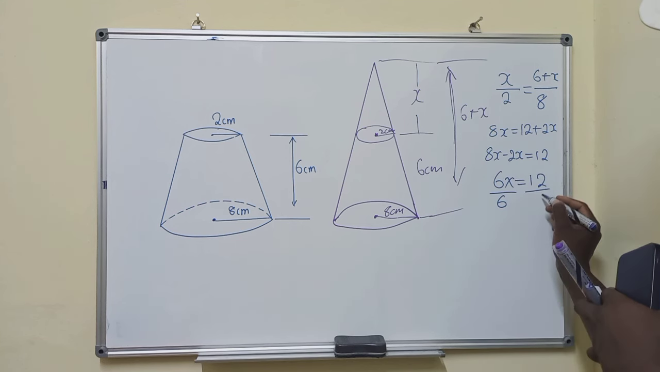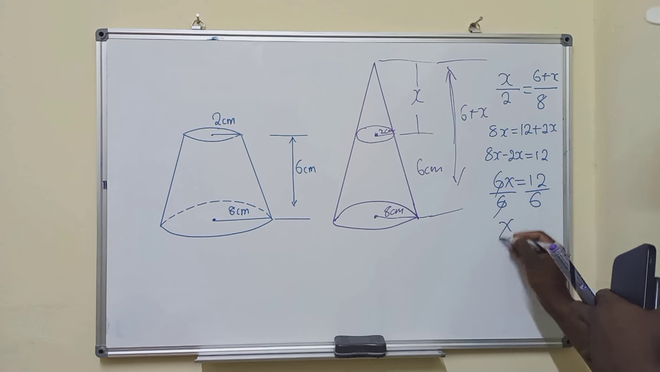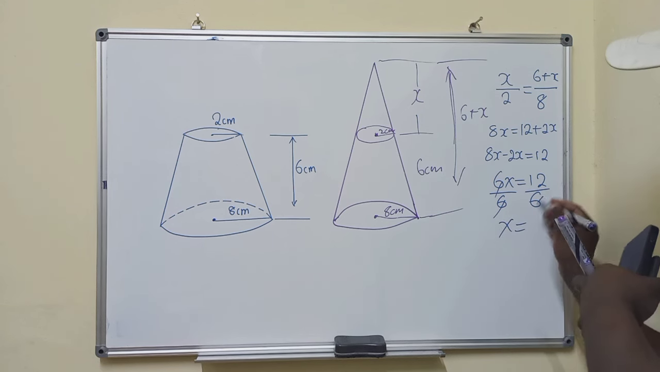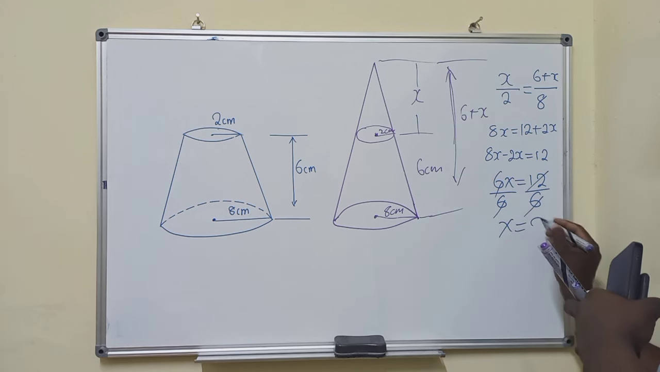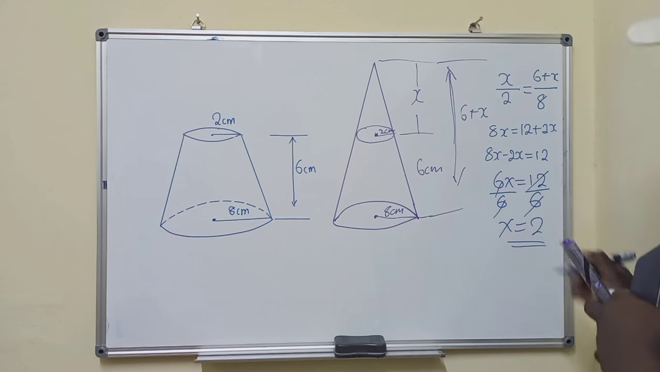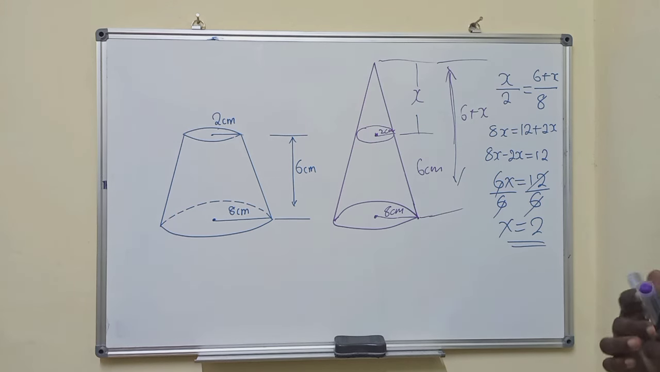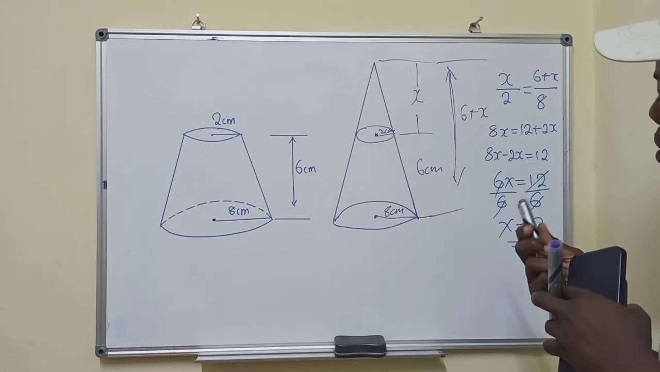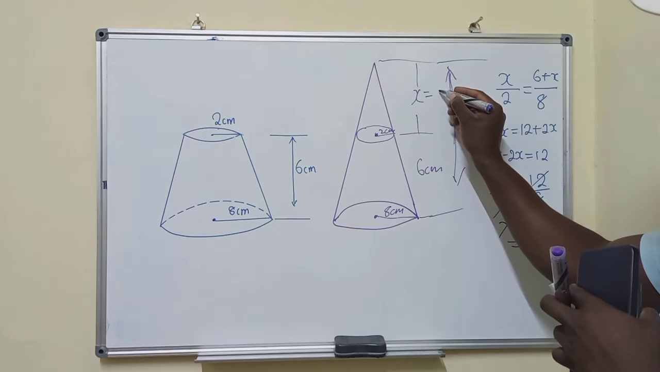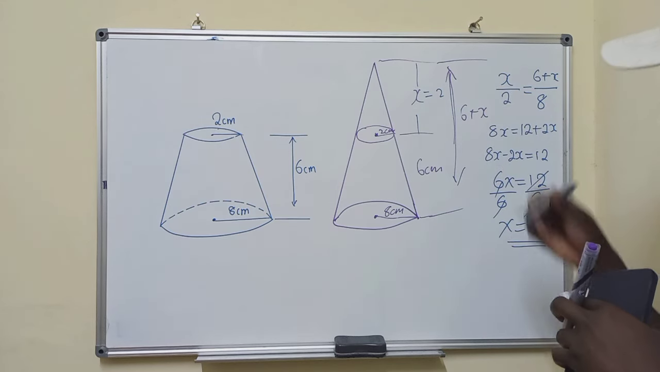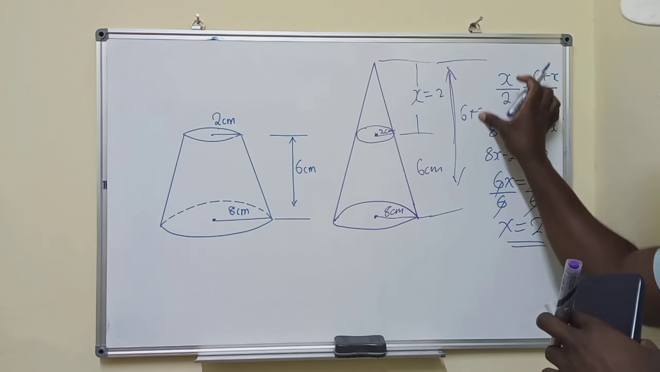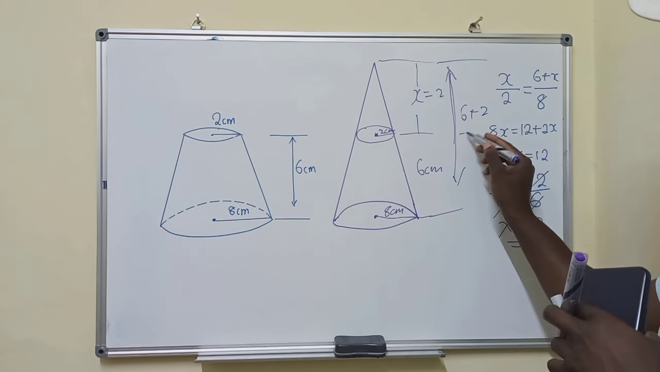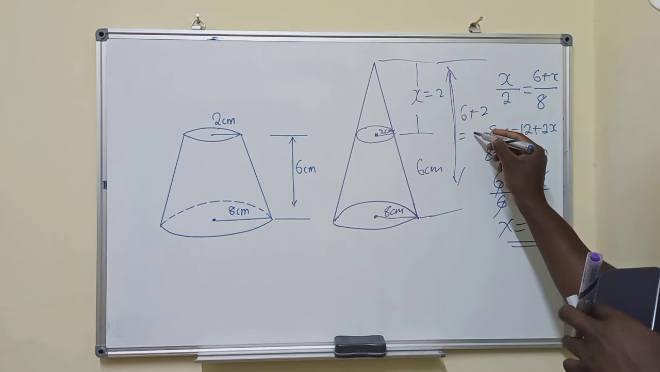Solving for x, we divide by 6, of which our answer here will just be 2. Okay, so that's our answer. So now we've figured out that the value of x here is 2 centimeters. So meaning here, if we put 2, we'll find that the height of the cone was 8 centimeters.